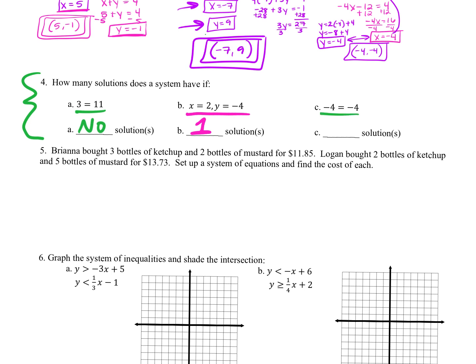How many solutions if you get -4 equals -4? Infinite. Infinitely many or infinite solutions. Because no matter what value you plug in for x, you will always get that. Okay? Okay, we're going to stop.